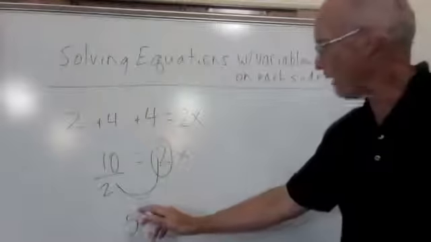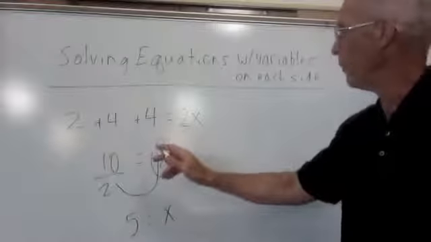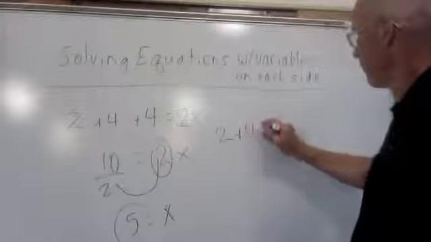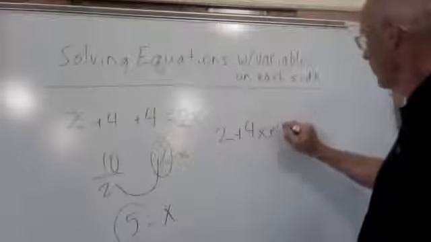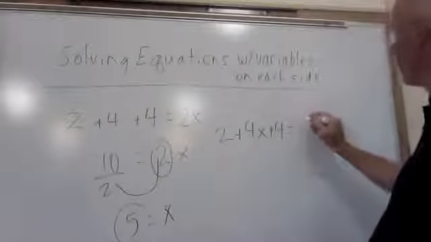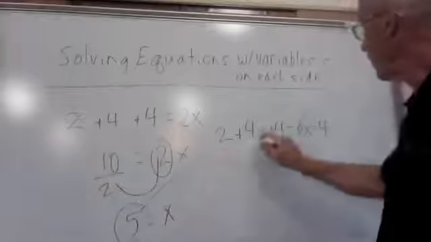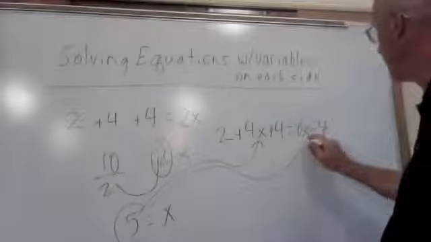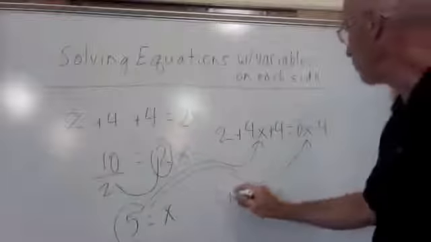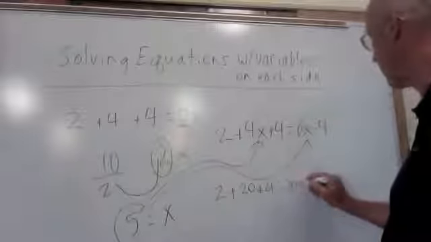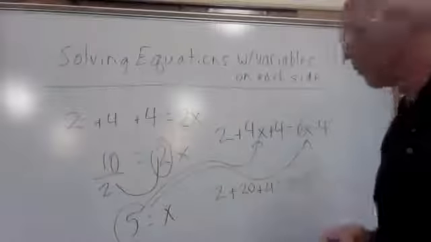And if you want to check it, oh, I forgot my original problem now. It's 2 plus 4x plus 4 equals 6x minus 4. I wrote this in tens, though. Equals what? 6x minus 4. You just stick 5 there, and you stick 5 there. And you get 2 plus 20 plus 4 equals 30 minus 4. And you'll see that it works out.